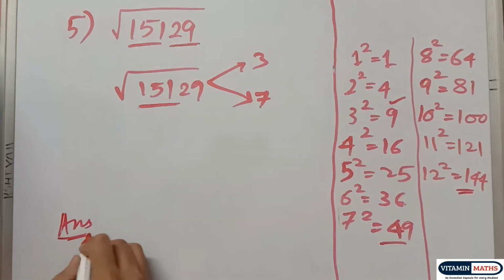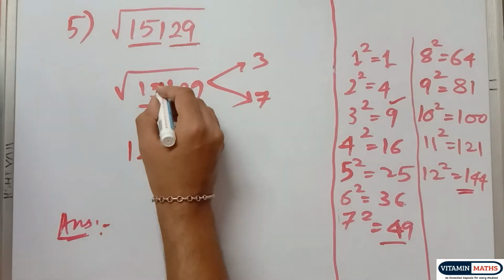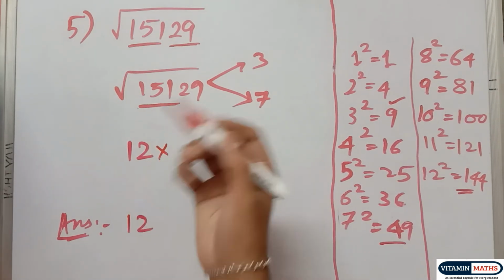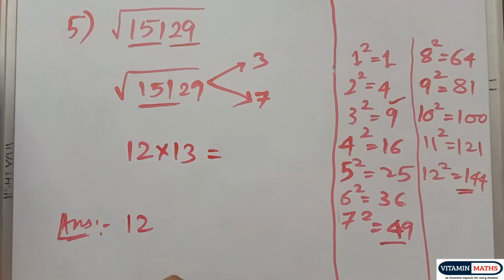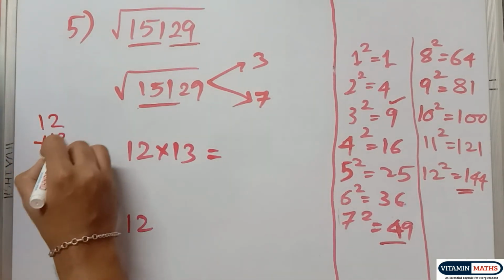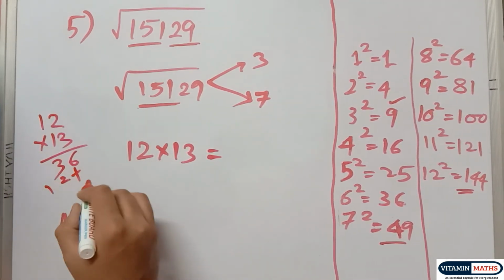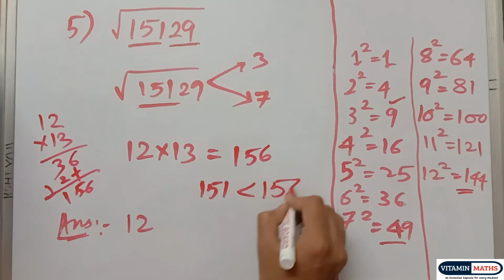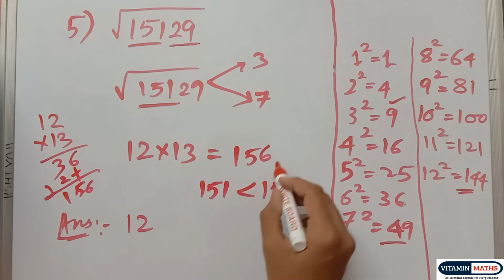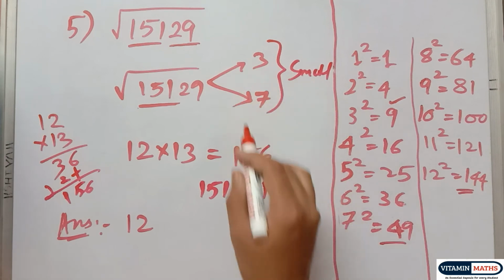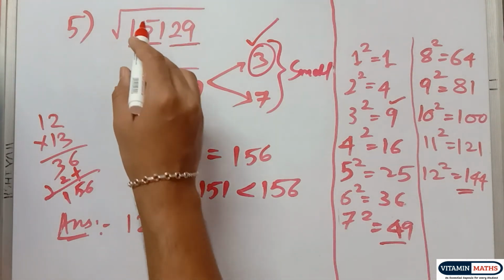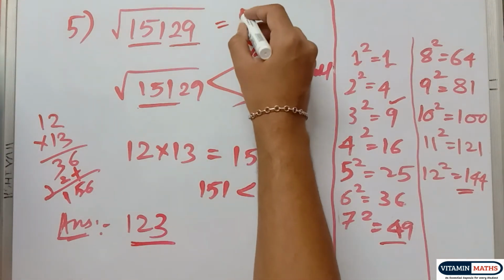So let me write my final answer, I will fix the 12. So 12 square is very close to 151. So in the final answer, the first two digits will be 12. Now the succeeding number of 12 is 13. When you multiply 12 and 13, you get 156. So 151 is less than 156. Since it is a less than symbol here, we have to take the smaller number from these two values. So the smaller number is obviously 3. So the square root of 15129 is 123.